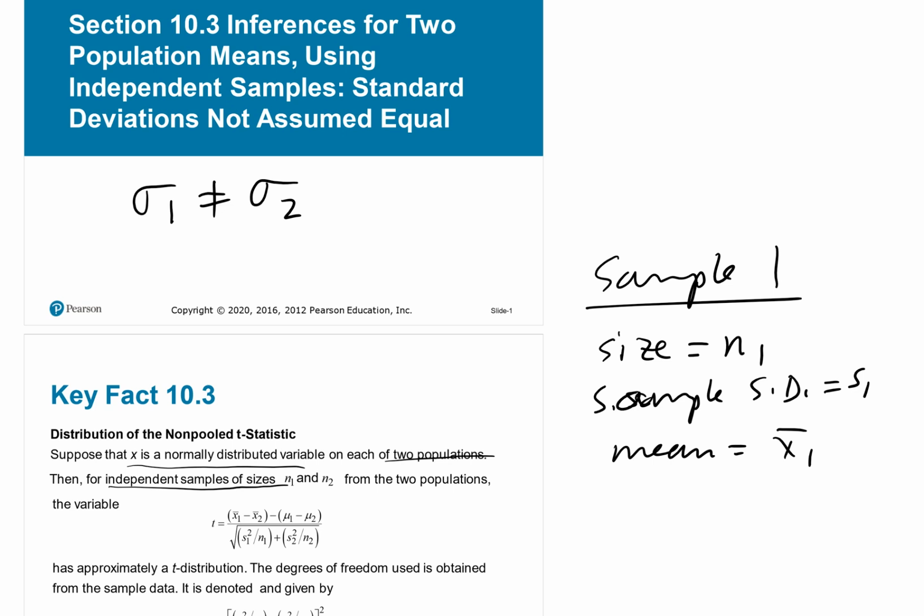We're using a t-statistic here, and we don't know the population standard deviations. That's why we use the sample standard deviations, as we also did in the previous section. But here we can't take them out. In the previous section we took these two outside, and that's why we got s sub p, the pooled standard deviation. We can't do it here.